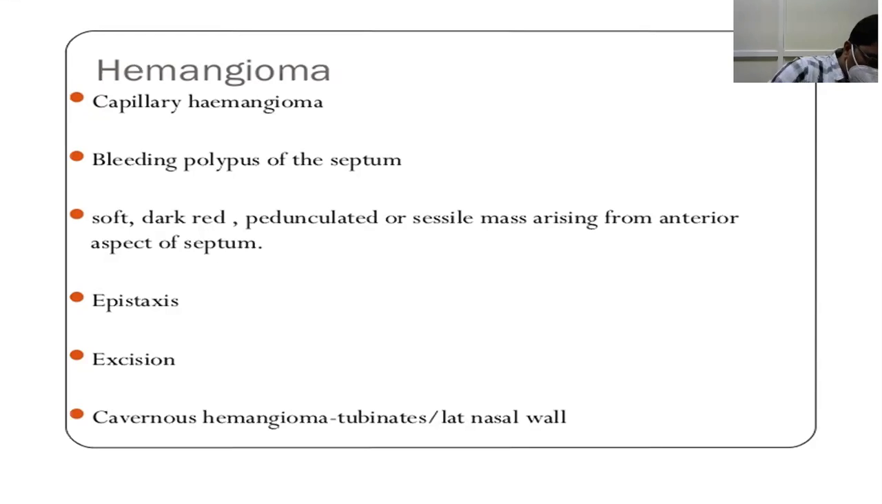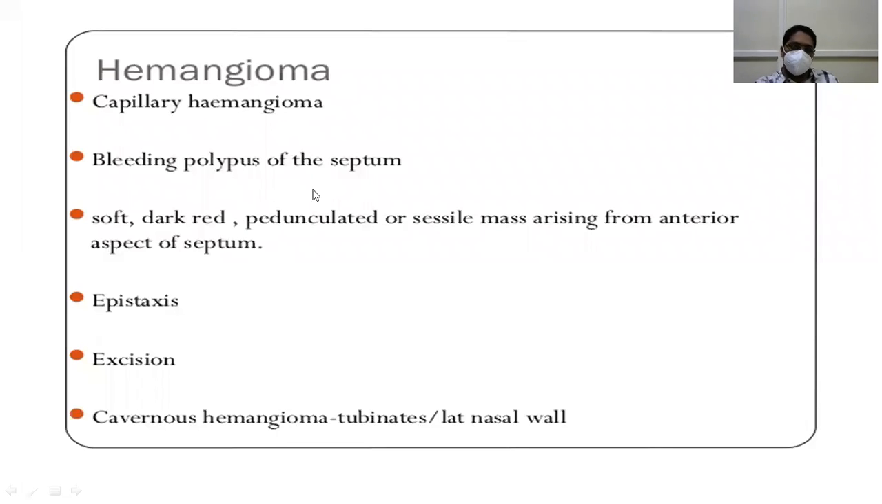In osteoma, the frontal sinus is most common. The most common malignant tumor of both the nose and paranasal sinuses is squamous cell carcinoma, followed by adenocarcinoma. So you should know about this hemangioma.